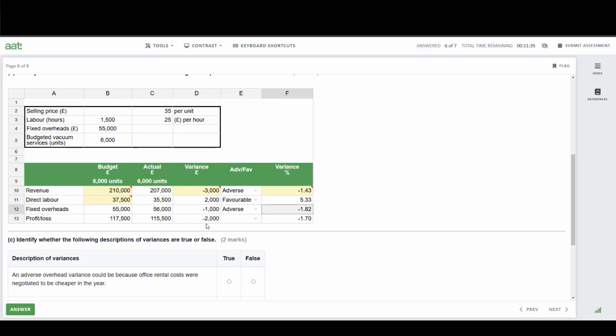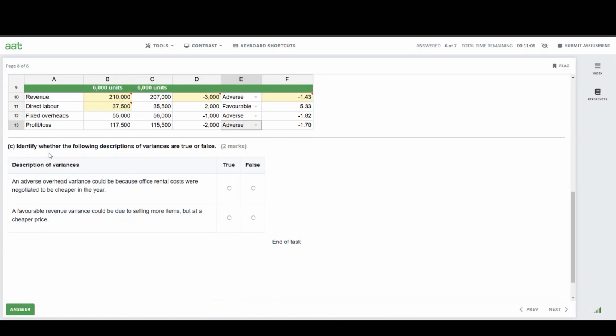Okay, and then finally, profit or loss, that's pre-calculated for us. It's a loss, it's an adverse variance of £2,000. We made less profit than expected. So obviously, if we were doing a formula for this, we would start off with the actual and subtract from that the budget in order to see that adverse variance of £2,000. We've made less profit than we wanted to, it's obviously adverse, and the percentage variance has already been done for us.